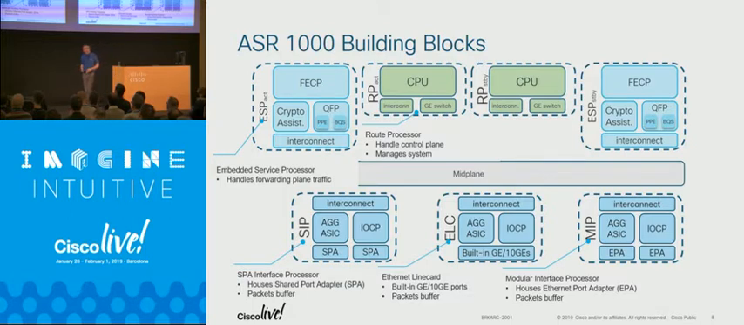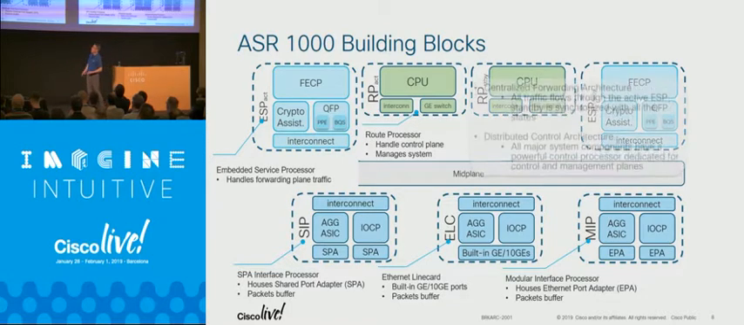You may also notice that every building block has a CPU, right? There's a CPU on the RP. There's the FECP, forwarding engine control CPU, on the ESP, which manages the forwarding engine, manages the board, and programs the QFP and the crypto ASIC. Then there's the IOCP, I/O control CPU, on the line card, which loads the interface driver. So that gives us a distributed control plane architecture.